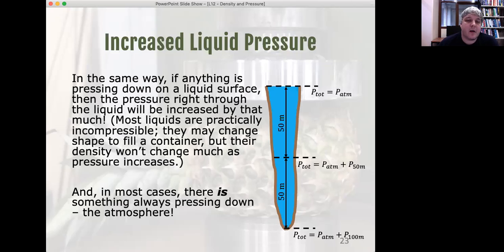So 50 meters down in this pool of water, the pressure due to the water is just rho g h, where we have rho for water, g for gravity, and h being 50 meters. That's the pressure due to the water, but the total actual pressure at that point is going to be atmospheric pressure plus the pressure due to 50 meters of water, because that atmospheric pressure pushing down on the top is transmitted everywhere throughout this column of water, and then all the way down. So once you get all the way down to 100 meters, the total pressure is atmospheric pressure plus 100 meters of water pressure, or liquid pressure.